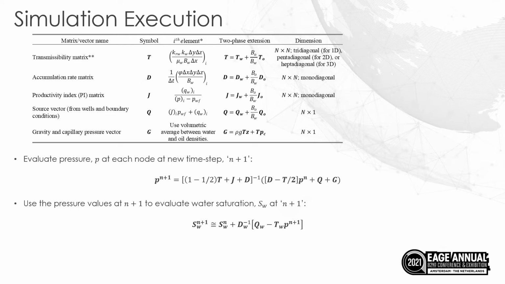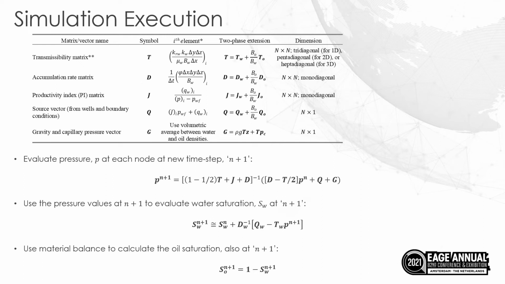And the next step is a very simple mass balance equation to calculate the oil saturation values at time step n+1 using the previously calculated water saturation values at the same time step, or vice versa.